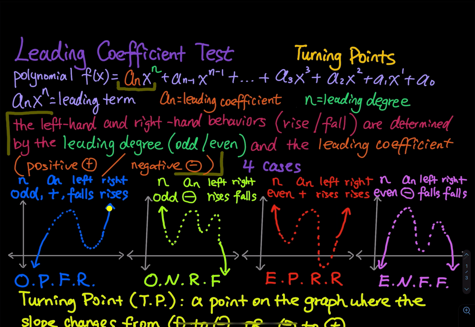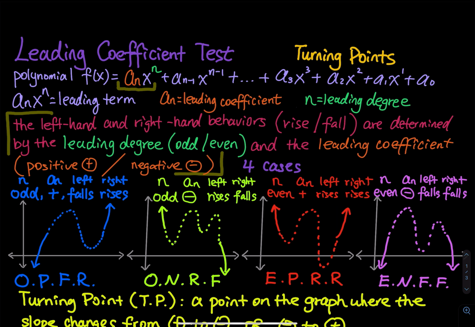So how do we determine this? Let's go over the leading coefficient test. The first line you see in here is an nth degree polynomial. With an nth degree polynomial, we have n terms. f of x equals a_n x to the n plus a_(n-1) x to the n minus 1, and then you keep on going. You have the third degree, second degree, first degree, and a constant.